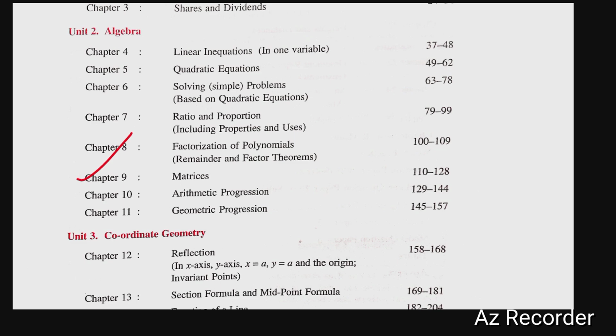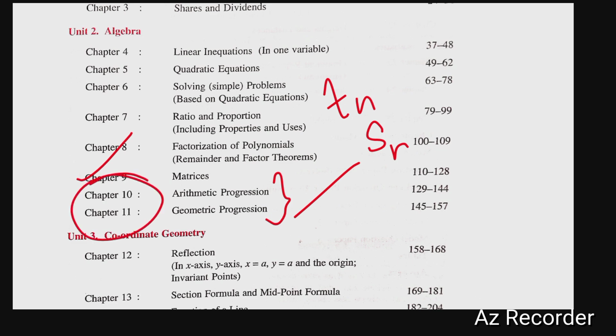The next ones are arithmetic progression and geometric progression, which are quite easy. There are only limited formulae for you to learn: the nth term of an AP and GP, and the sum of n terms of an AP and GP. So these chapters are also quite easy and important. You should give ample practice to chapter 10 and chapter 12, arithmetic progression and geometric progression.